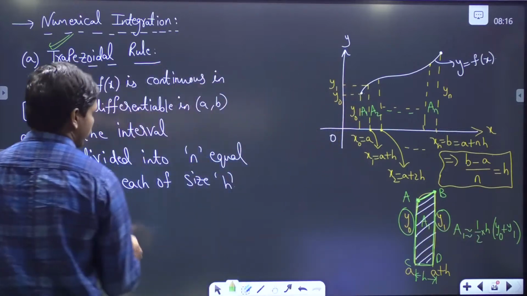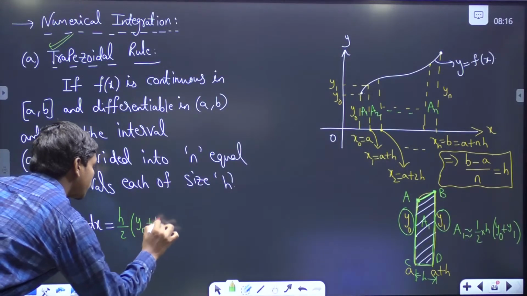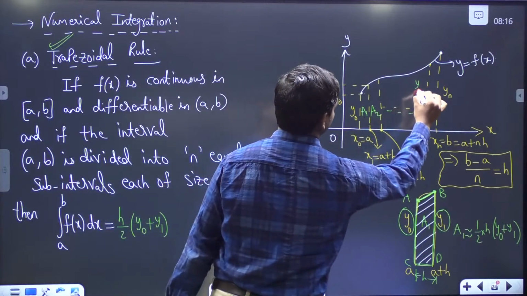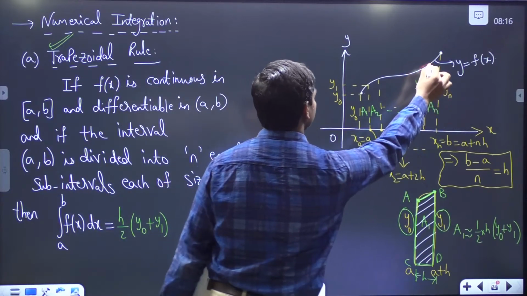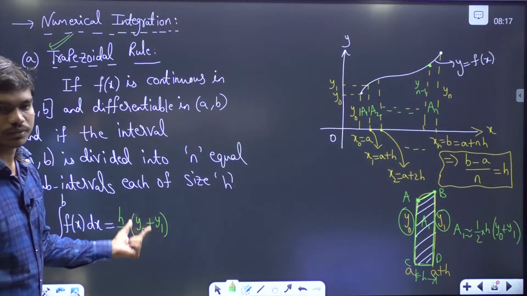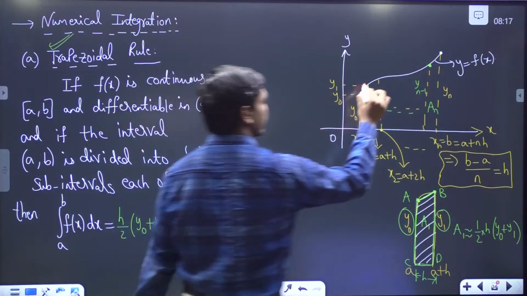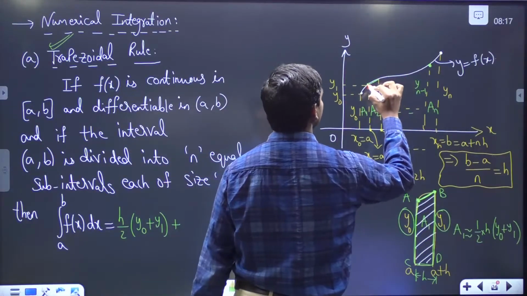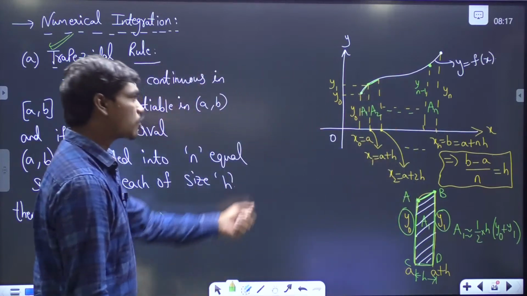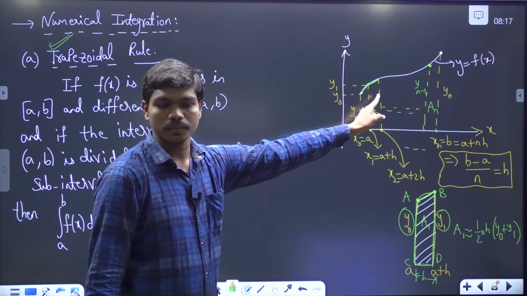So let us add it here. h by 2 into y0 plus y1. And this is yn minus 1, of course. If that is yn, then this height will be yn minus 1. So this is the area of the first part. Now, what could be the area of the second trapezium? Means this, if I again connect these two points with a straight line. Please tell me what could be the area of the second part. Again, if I connect these two points with a straight line.